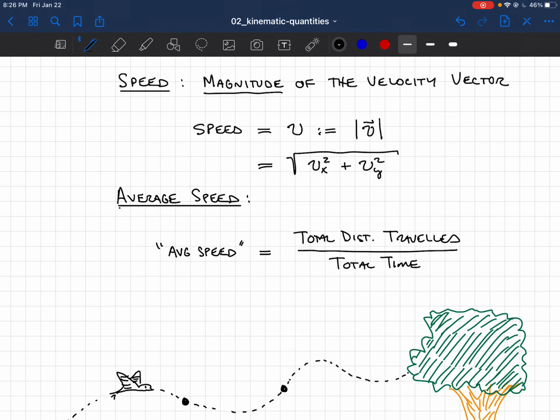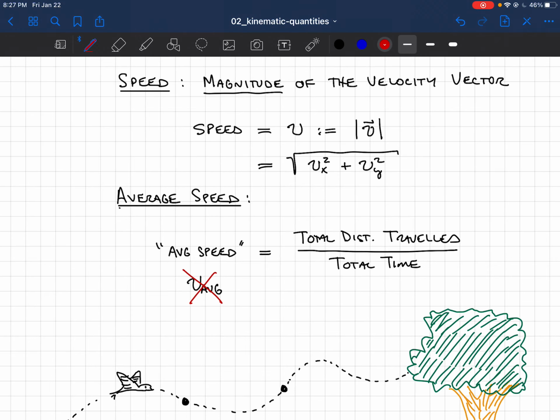And we definitely shouldn't write the average speed as v average, because that symbol is already taken. V average was a vector. If you take the vector sign off of it, it means the magnitude of the average velocity vector, and that's not what average speed means.